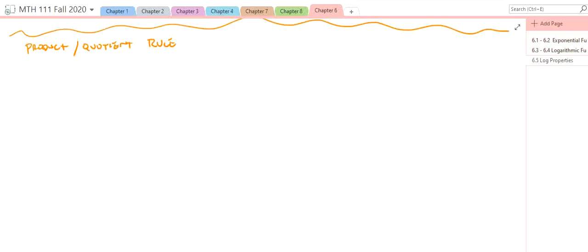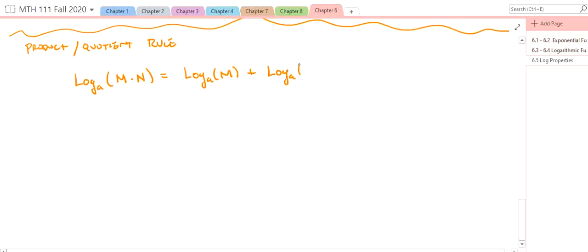Okay, let's talk about the product quotient rule of logs. Suppose you have log base a of m times n, so two values multiplied by each other in here that you could separate. Then this is just log base a of m plus log base a of n. Another way to simplify equations. And if you had log base a of m over n, then this equals log base a of m minus log base a of n.